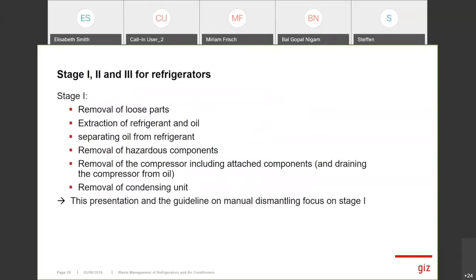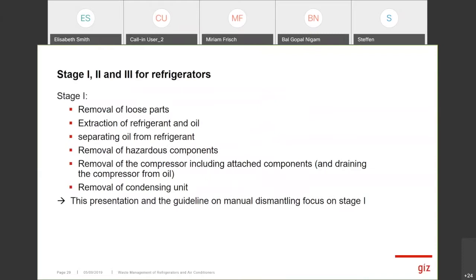generally describing the removal of loose parts, extraction of refrigerant and oil, separating of oil from refrigerant, and also separating refrigerant from oil, because for the WEEE concept in Europe, the oil received by end-of-life treatment should be with a concentration of less than 0.2% of refrigerant to use it as a waste oil process.